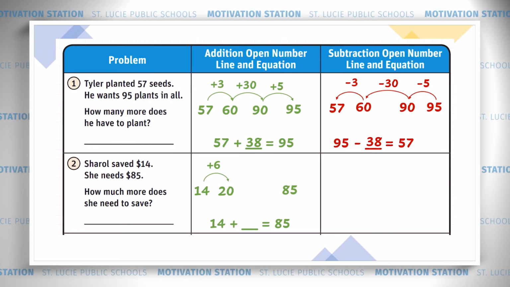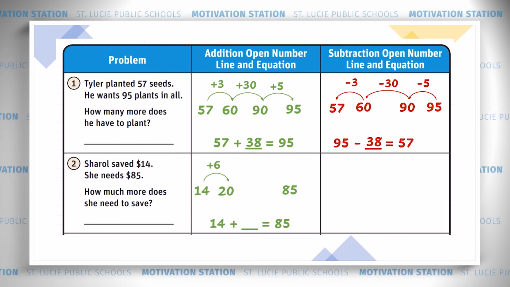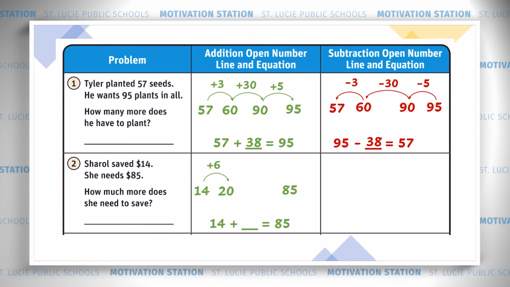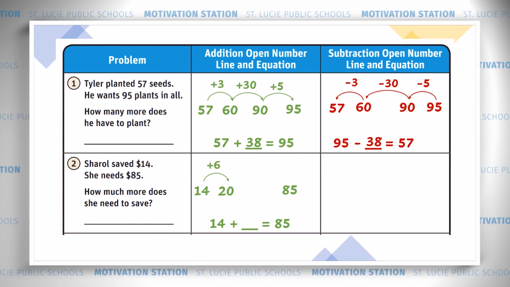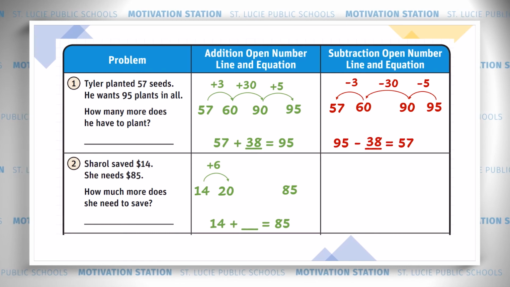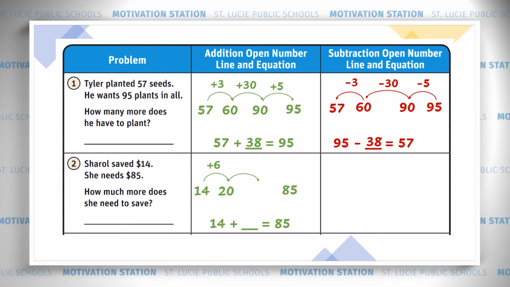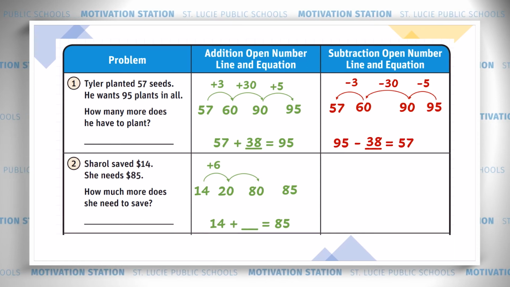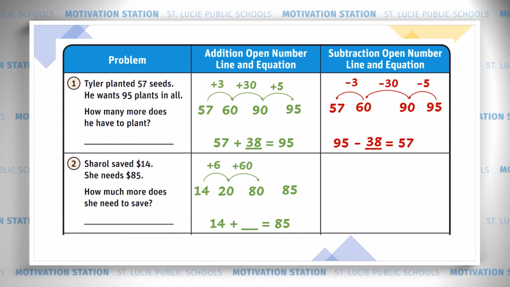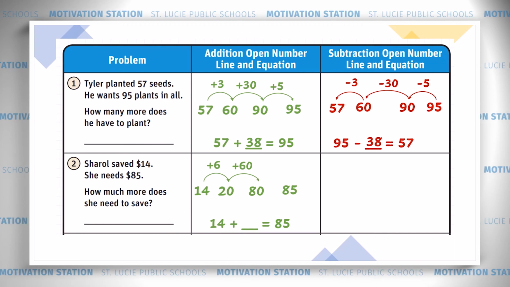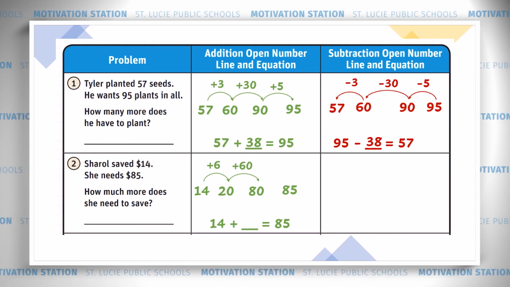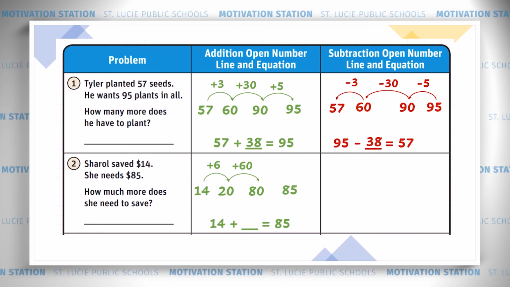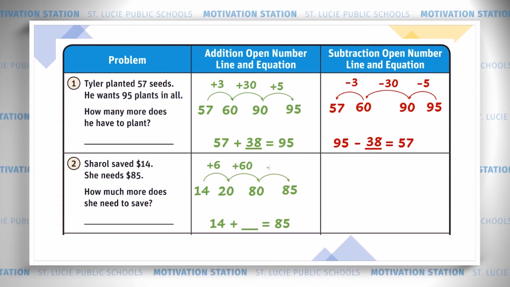While you're writing, think about what your next jump might be. For my next jump, I want to go to 80. 20 to 80. That's close to 85. 20 plus 60 is 80. Then I need to get from 80 to 85. Well, that's going to be plus 5.